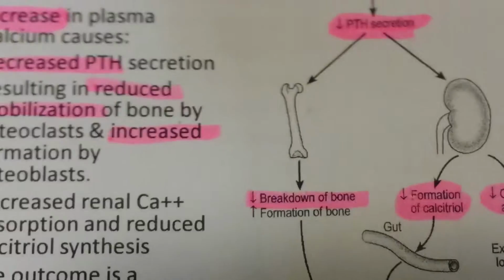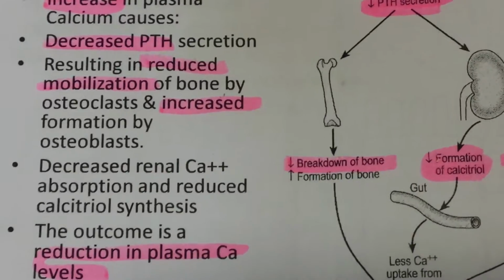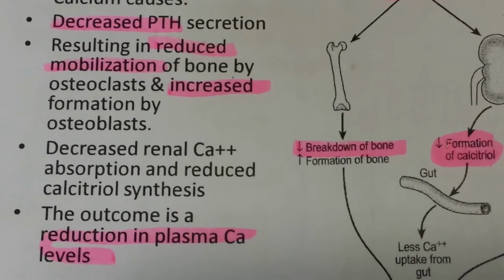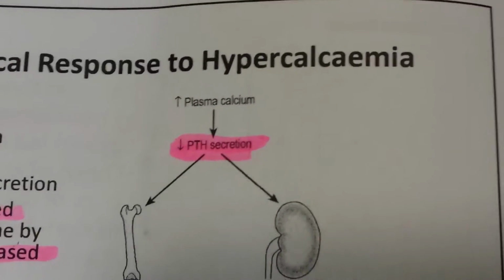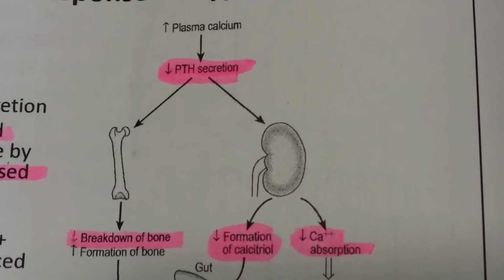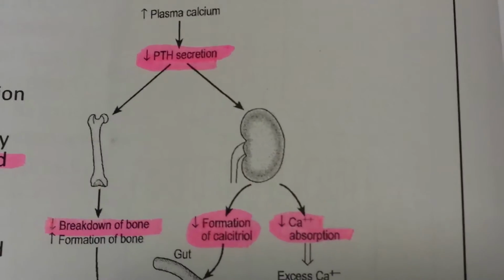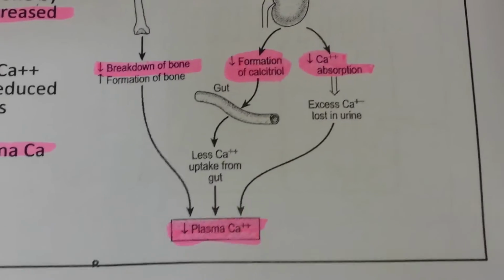Physiological response to hypercalcemia. An increase in plasma calcium causes decreased PTH, resulting in reduced mobilization of bone by osteoclasts and increased formation by osteoblasts, decreased renal Ca2+ absorption and reduced calcitriol synthesis. Outcome is a reduction in plasma calcium levels. Increase in plasma calcium, decrease in PTH secretion, decrease in the breakdown of bone, decrease in formation of calcitriol, decrease in calcium absorption, and decrease in plasma calcium ions.